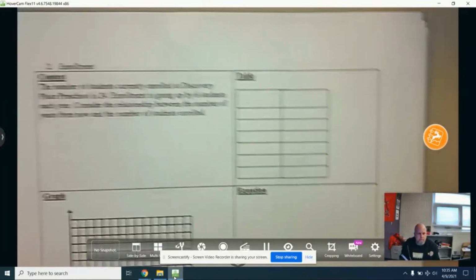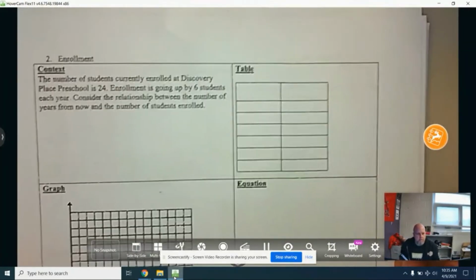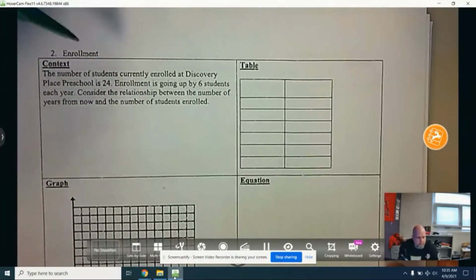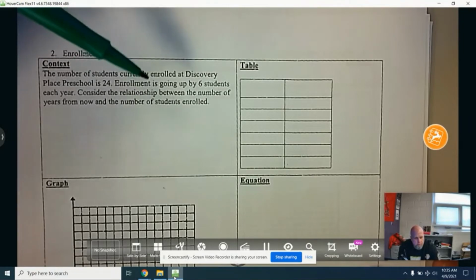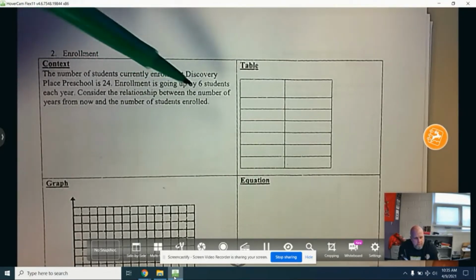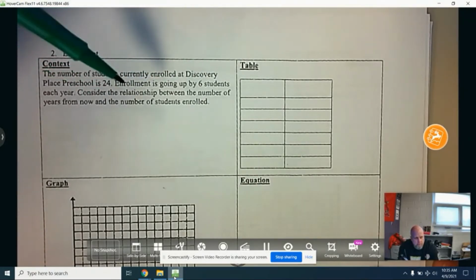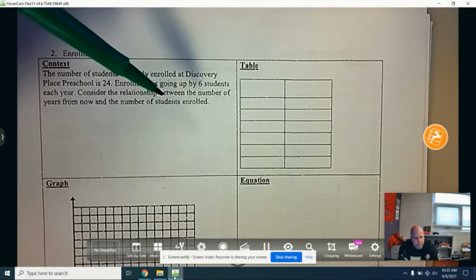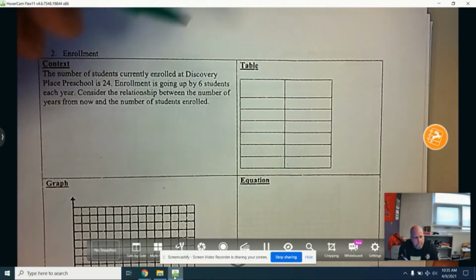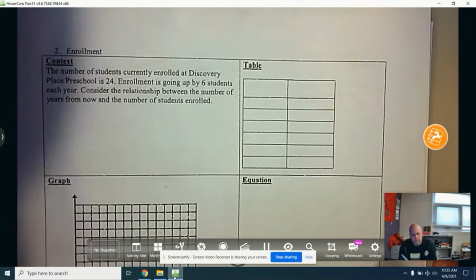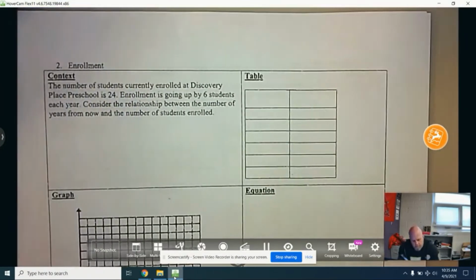Okay, let's go to page 23. Okay, so page 23, we have a different story. Number of students currently enrolled at Discovery Place Preschool is 24. Enrollment is going up by 6 students each year. So consider the relationship between the number of years from now and the number of students enrolled.